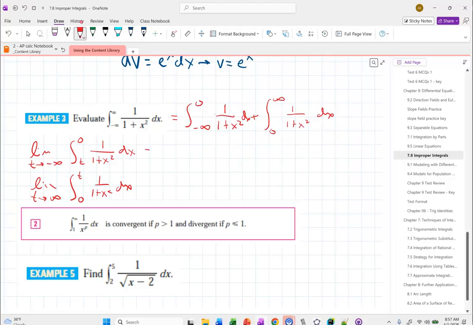Okay. All right. What's the antiderivative of 1 over 1 plus x squared? Tan inverse. Okay.